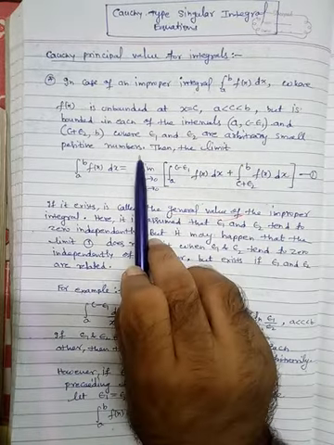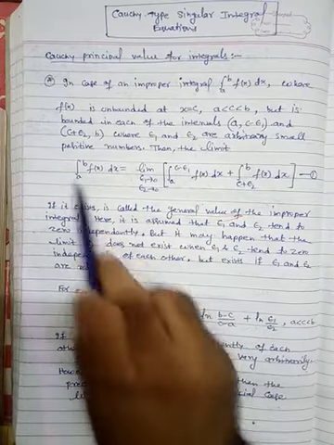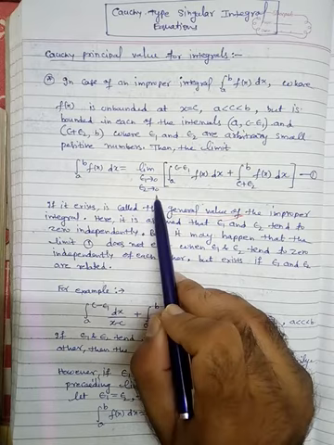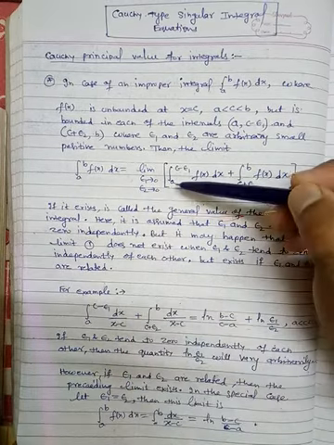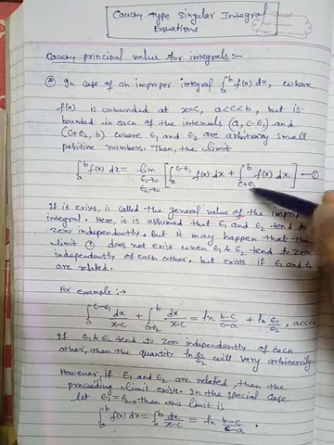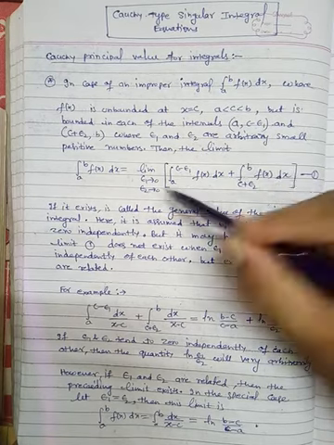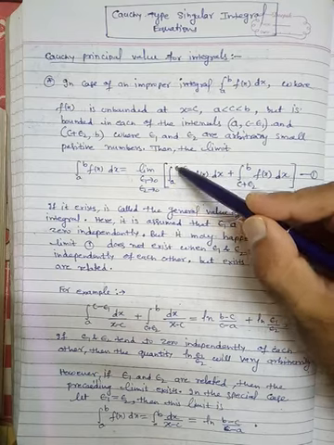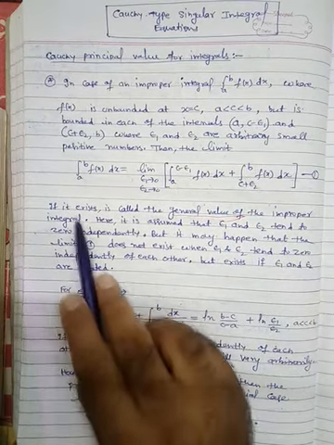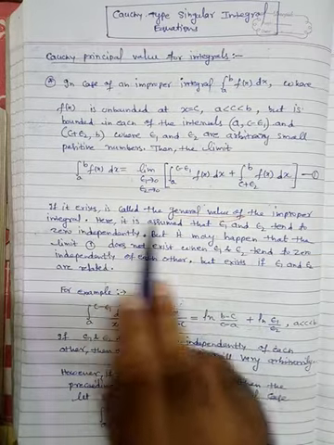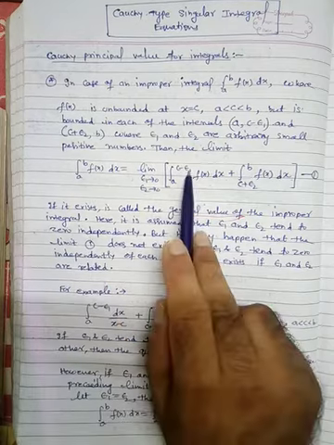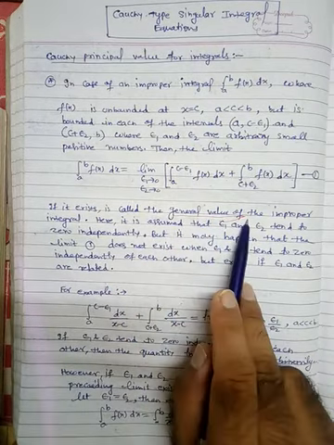Here epsilon 1 and epsilon 2 are arbitrary small positive numbers. Then the integral a to b f of x dx can be written as the limit, epsilon 1 tending to 0 and epsilon 2 tending to 0, of the integral a to c minus epsilon 1 f of x dx plus the integral c plus epsilon 2 to b f of x dx. When both tend to 0, we get a to c and c to b, so continuity is maintained. If this limit exists, it is called the general value of the improper integral, where epsilon 1 and epsilon 2 are different.